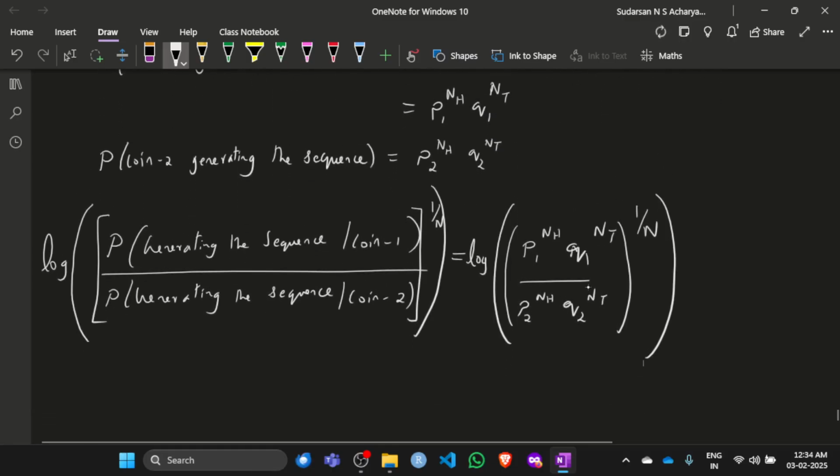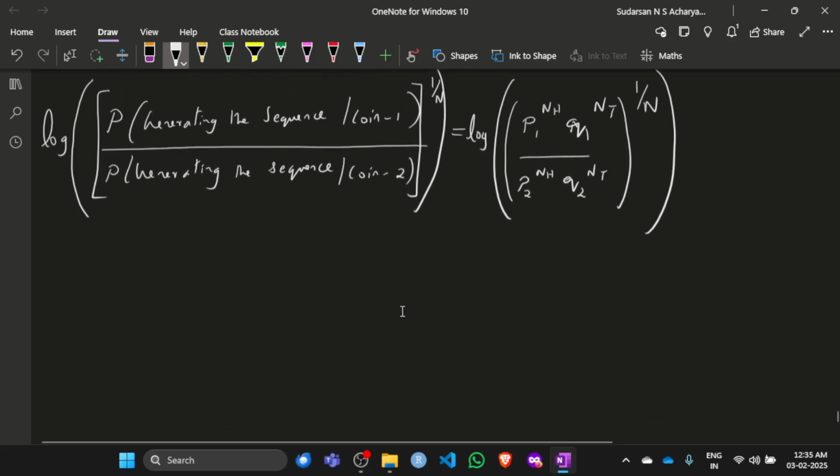Now one thing you immediately see here is that if both coins have the same distribution, then this term inside the parentheses is equal to 1, right? So 1 to the power anything is 1, log of 1 is 0. There is no difference between the two coins. On the other hand, if the distribution of the second coin becomes very different from the distribution of the first coin, the numerator here will be different from the denominator there. The divergence, or the value, will be different from 0, right?